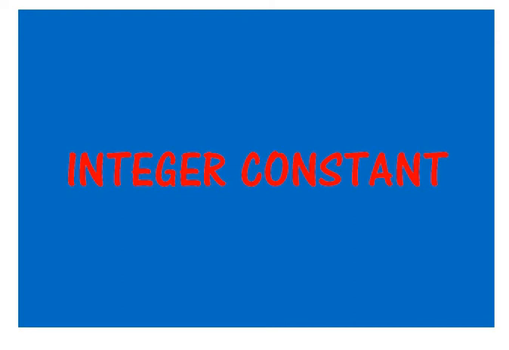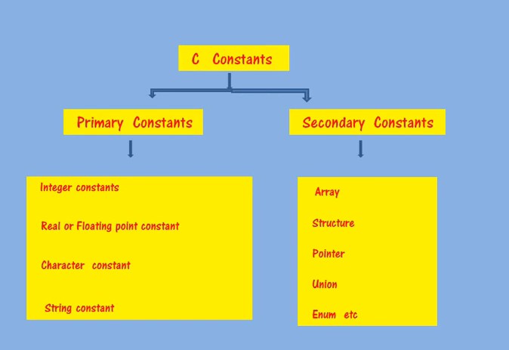So first, let's know the types of constant. Constants are defined in two ways, primary constant and secondary constant. In primary constant: integer constant, real or floating point constant, character constant, string constant. Secondary constant: array, structure, pointer, union, enum, etc. This topic I will explain individually in my upcoming tutorials. So now let's see primary constant, in that, integer constant.